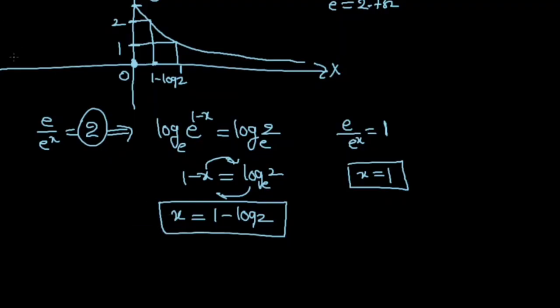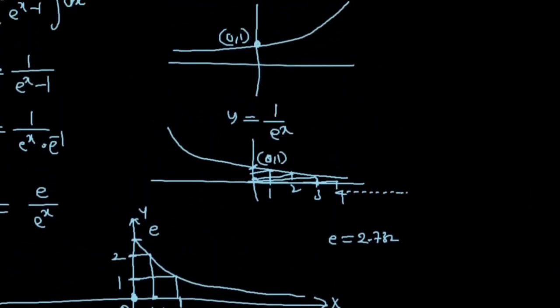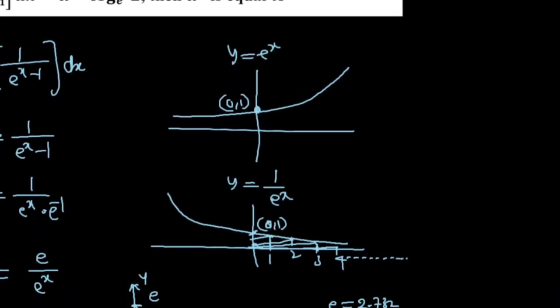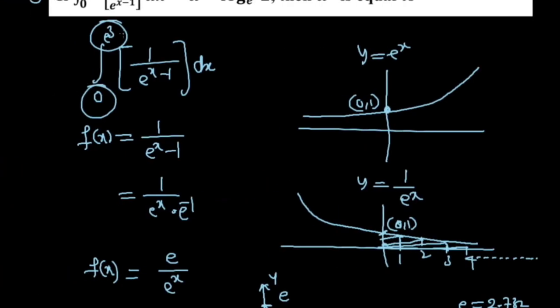Clear? In the same way, we got here 1, and the x limits are given. X limits are 0 to e to the power of 3. So 0 to e to the power of 3.